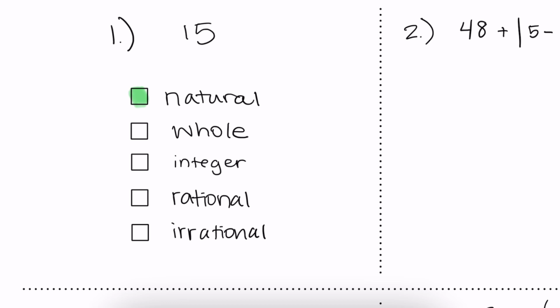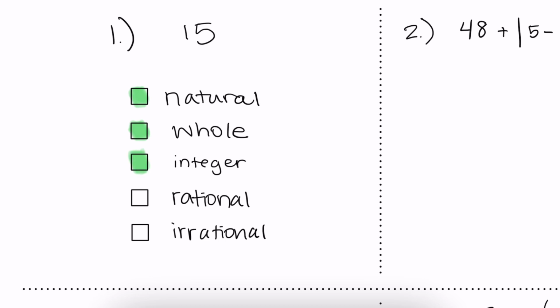A whole number is the set of all positive integers and zero. So all natural numbers are whole numbers. The only difference is a whole number can also be 0. So 15 fits this description as well. An integer is the set of numbers from -3, -2, -1, all the way to all the positives, and 0 is included in this set. So 15 fits this description as well.